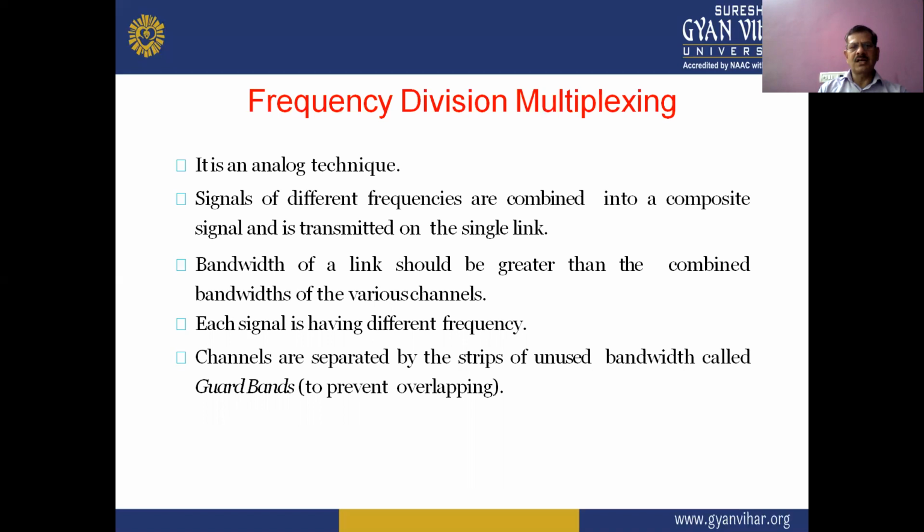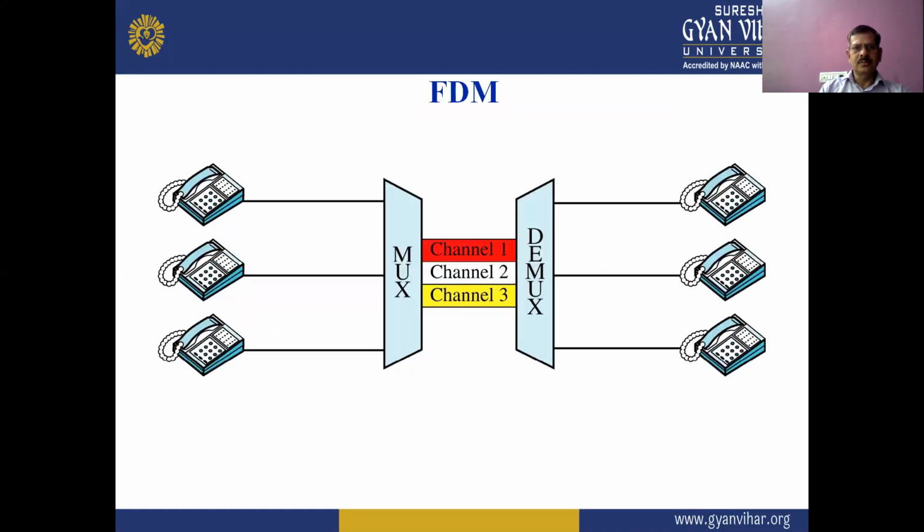Channels are separated by strips of unused bandwidth called guard bands to prevent overlapping. So the function of the guard band is to prevent overlapping. So that is the frequency division multiplexing, FDM, system.